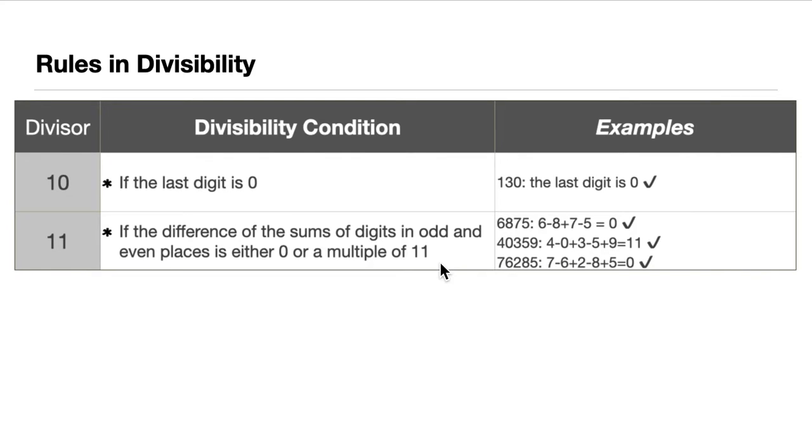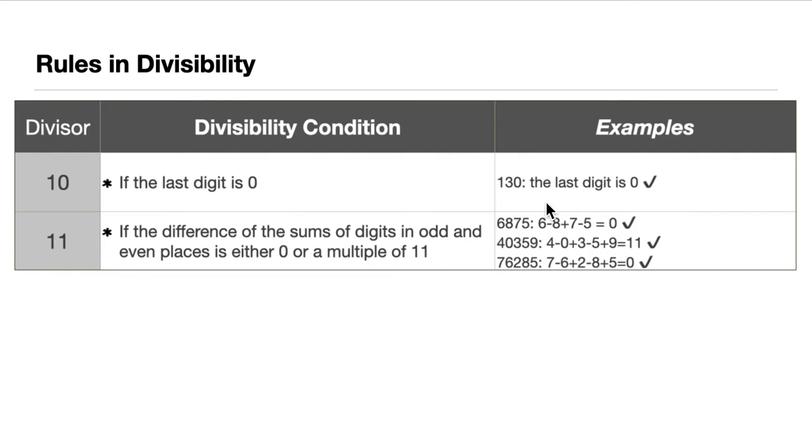Or we can think of it this way. Since we're adding the odd places minus the even places, alternatively, we can just add, minus, add, minus, add, minus the digits. Eventually we will end with an integer, and if that number is 0 or a multiple of 11, like 11, 22, 33, then that's indeed a multiple of 11.